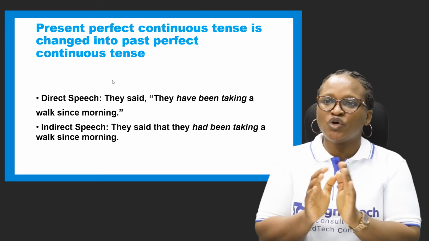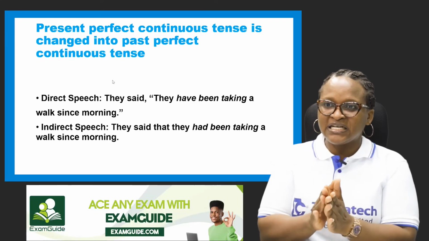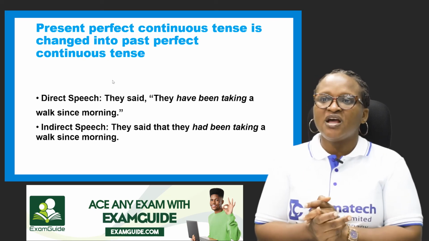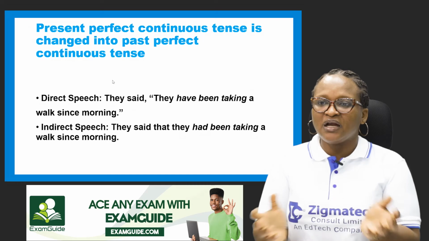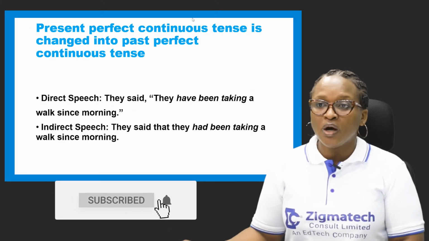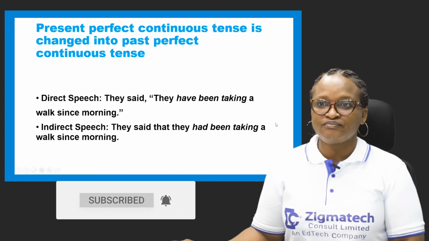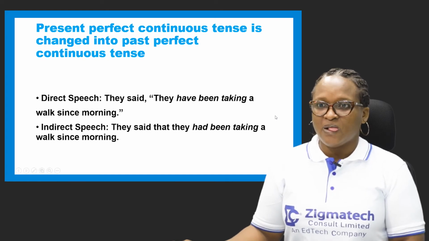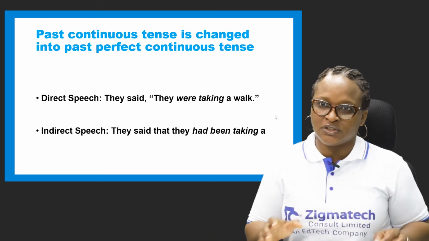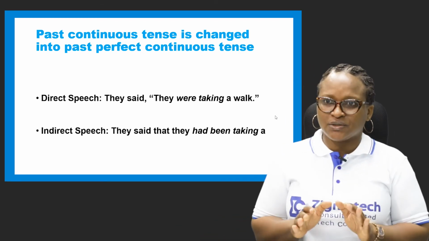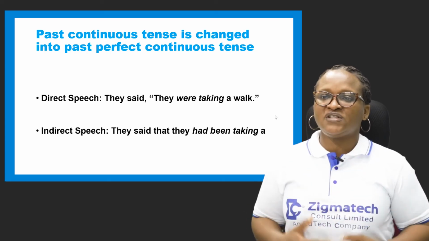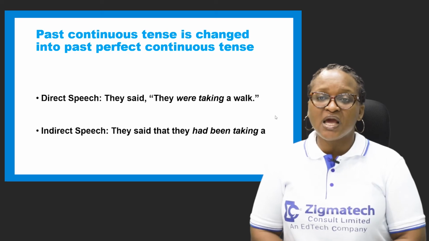I told us that when we hear the word continuous, it means progressive, and it takes that ing verb form. Now, the direct speech here says they said they have been taking a walk since morning, and the indirect is they said that they had been taking a walk since morning. All right. The next one says past continuous tense is changed into past perfect continuous tense. Very important. Past continuous tense is changed into past perfect continuous tense. Now this says they said they were taking a walk.